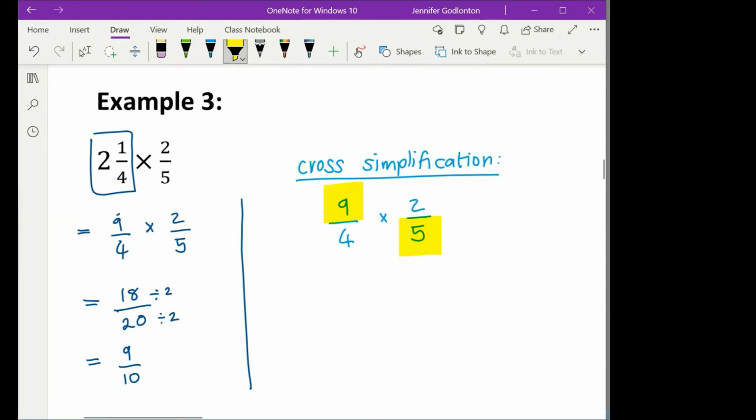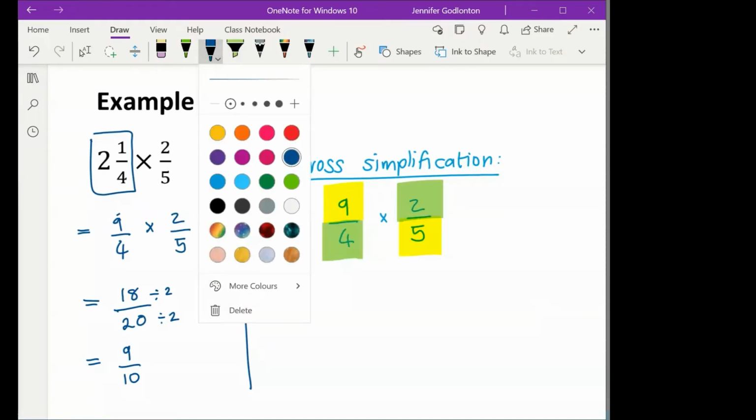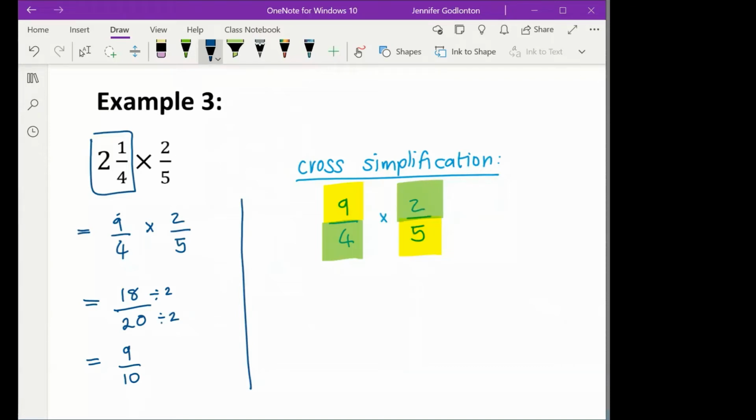I can't simplify them. But if I look at 2 and 4, 2 can go into 2 and 2 can go into 4. So 2 can go into 2 one time and 2 can go into 4 two times. So what I'm left with is 9 over 2 times 1 over 5. And then if I do my multiplication, 9 times 1 is 9, 2 times 5 is 10. You will see we get exactly the same answer.